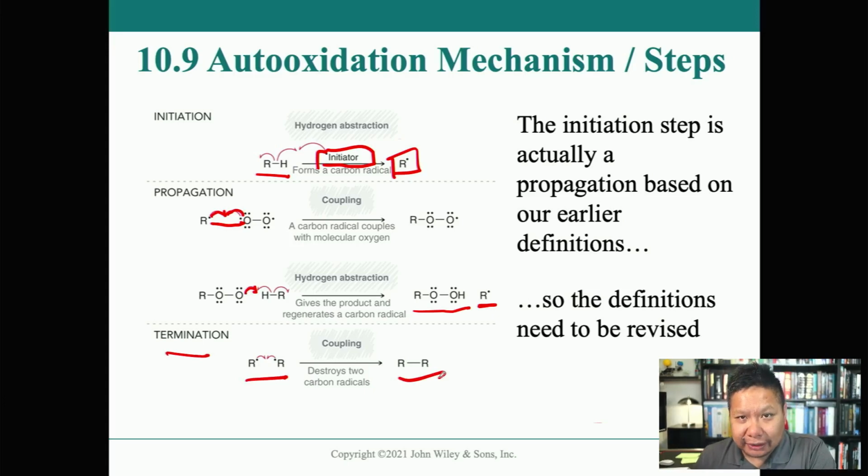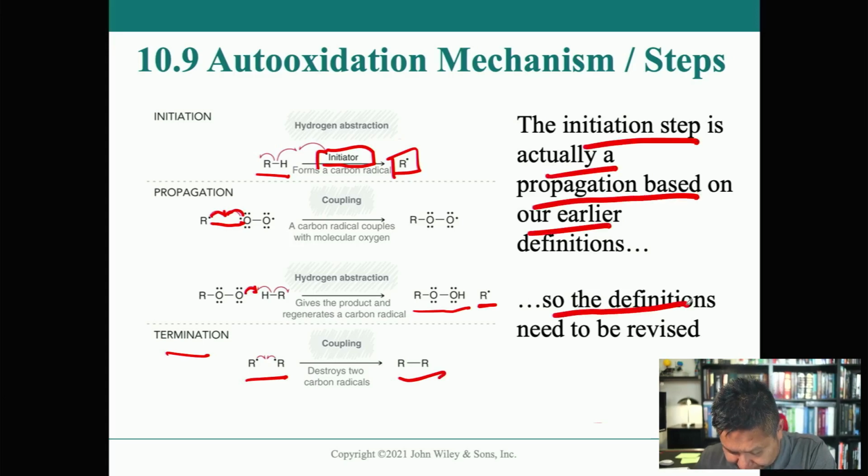The initiation step here is actually a propagation step based on earlier definitions. So the definitions need to be revised. Scandalous.